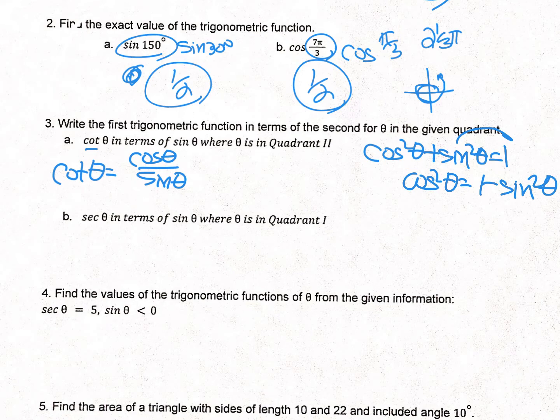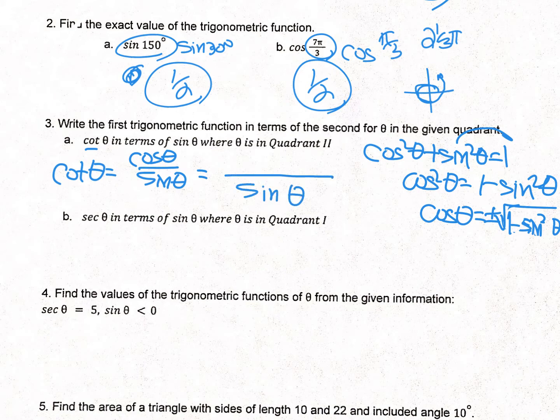But I need to replace that cosine, so I'm going to take the square root, which means I'm putting a plus or minus in the front, don't forget, of 1 minus sine squared theta. You can hardly read that. That's terrible, I'm sorry. I'll try to do better. Square root of 1 minus sine squared theta. There we go. So I'm going to replace that cosine in my numerator with the square root of 1 minus sine squared.